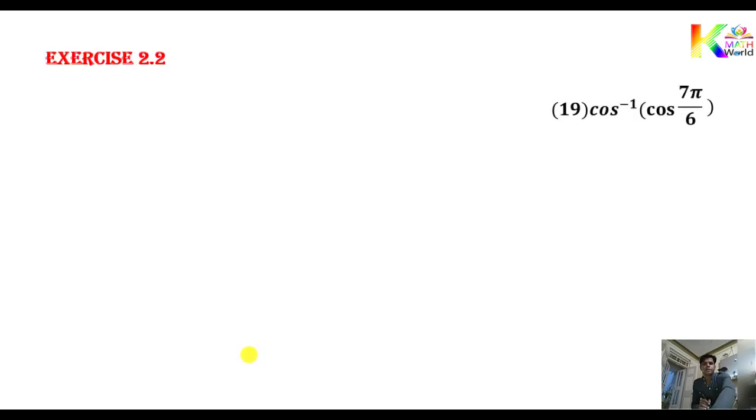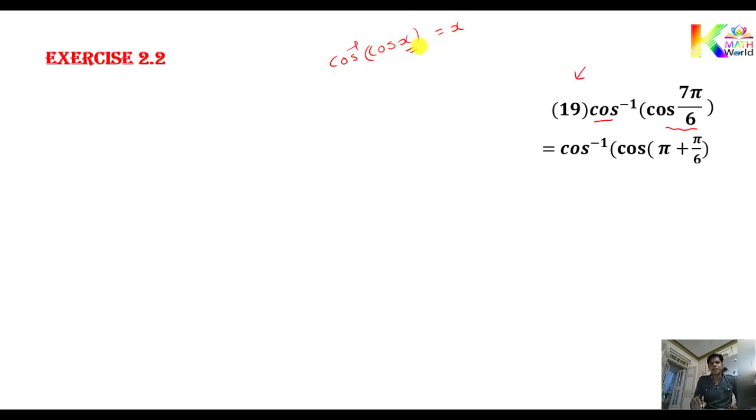Question number 19. Cos inverse of cos 7 pi by 6. For cos inverse, what is the range? Cos inverse of cos x, the answer will be x, but only when this x lies in the range of cos inverse. What is the range? 0 to pi. Okay. So now pi by 6 is 30 degrees. 30 into 7, that is 210.